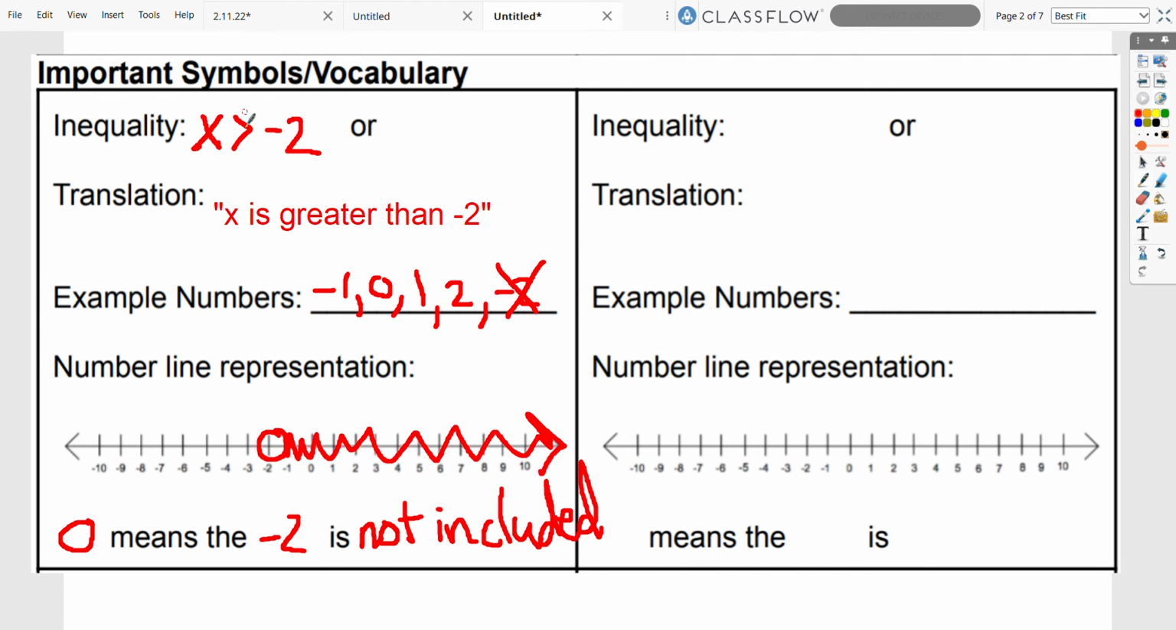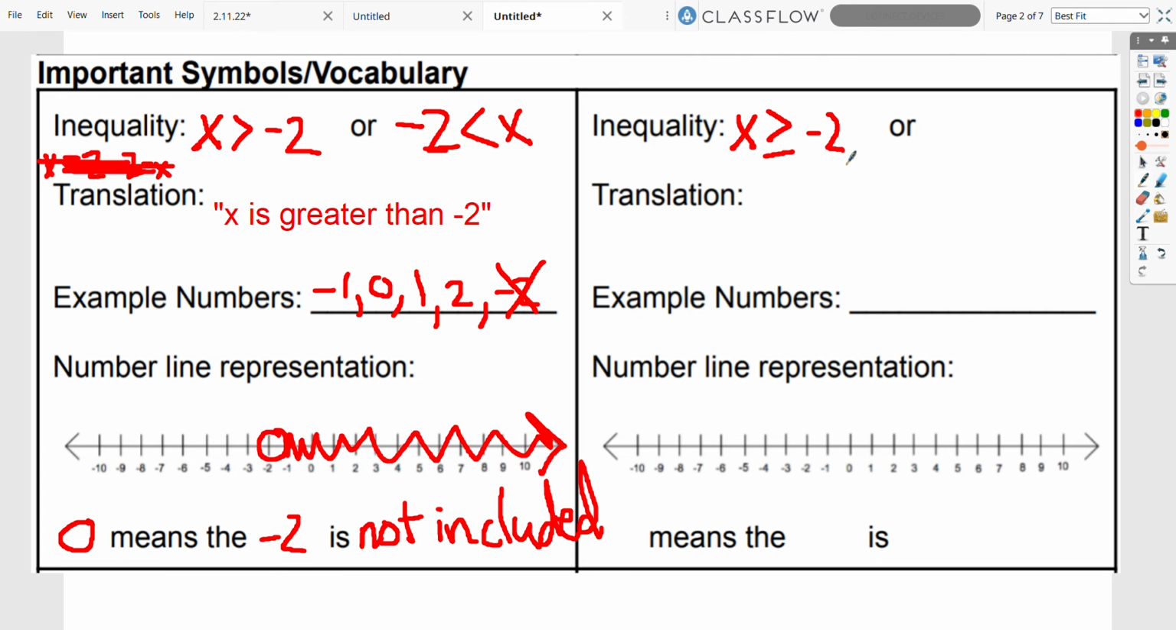Another way to write this, because we want to be able to get comfortable writing it both ways, is that x equals 2 is the same thing as 2 equals x, right? If you flip it around, we have that same kind of deal with this. X is greater than -2 is the same as -2 is less than x. We just flip the entire thing around.